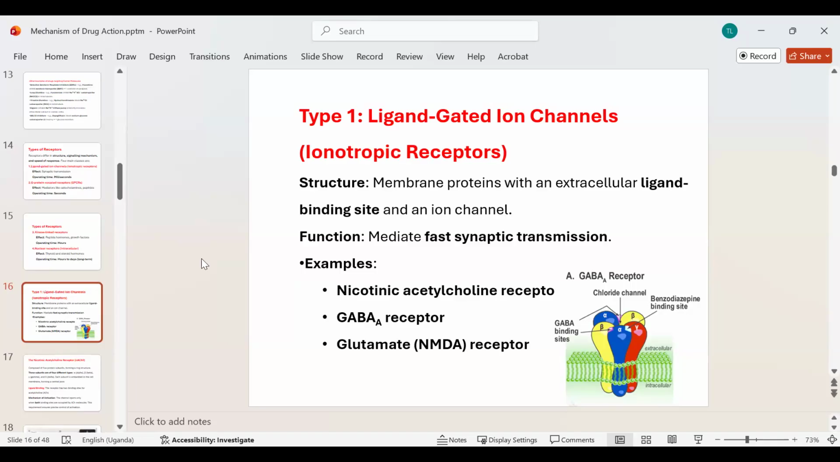Doctor, on the ligand-gated ion channels, do they only inhibit the firing or can they also initiate it as well?